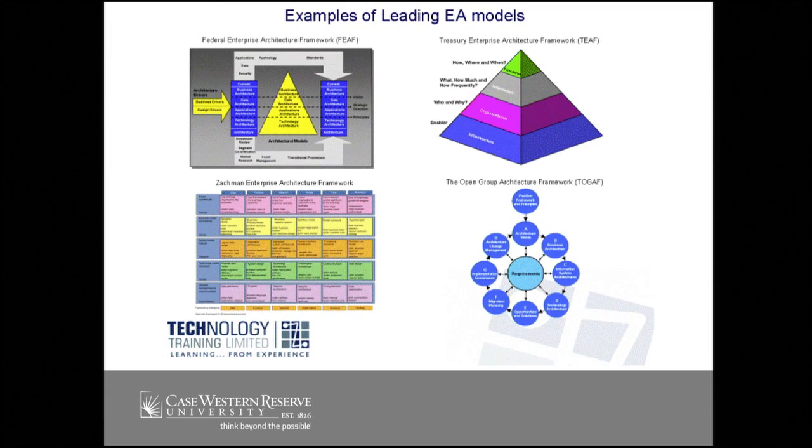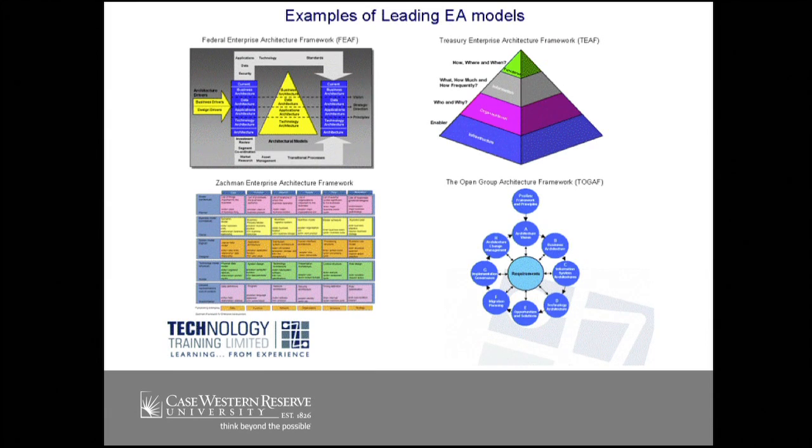And then the one on the right is the Treasury Enterprise Architecture Framework. That's just a different way of looking at, again, people, process, and technology. But some of the layers are usually looking at applications, the business, technology, and then sometimes information. And then the one at the bottom right is called TOGAF, by the Open Group Architecture Framework. This one is a group of people across the United States that have devised a process around looking at enterprise architecture.